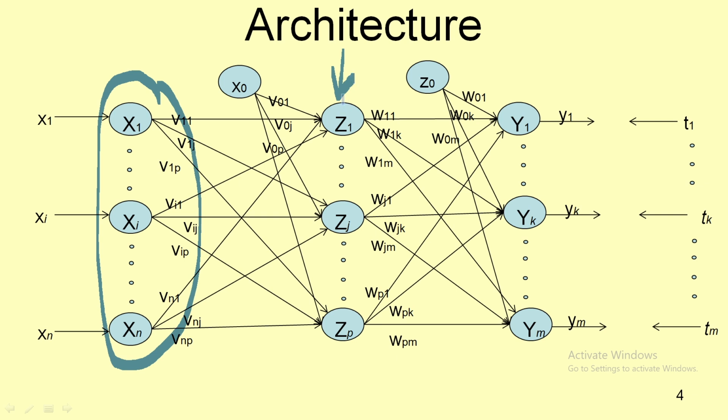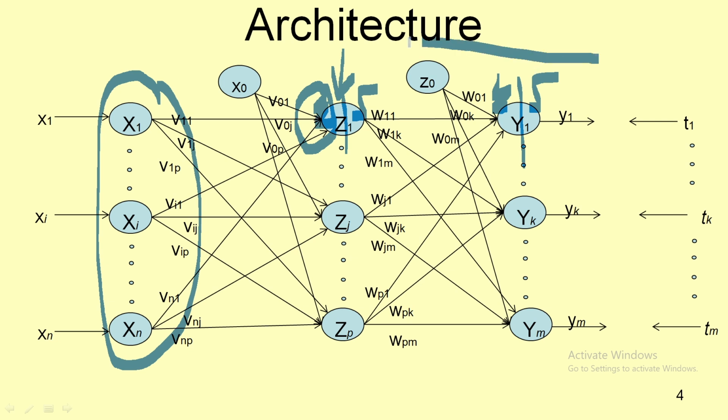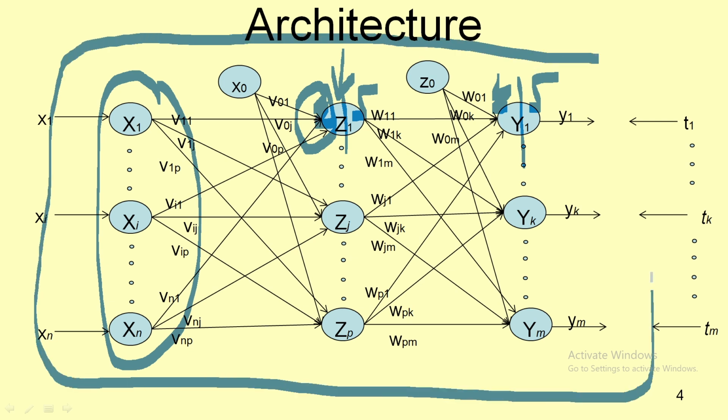So each node has to be treated as two partitions, right? One comprises the summation unit, and the other does the threshold part. So that means you have to calculate the net input in the hidden unit, and in the output unit also you have to calculate the net input as well as the output, right? So this is the feed forward phase, that is the first phase.